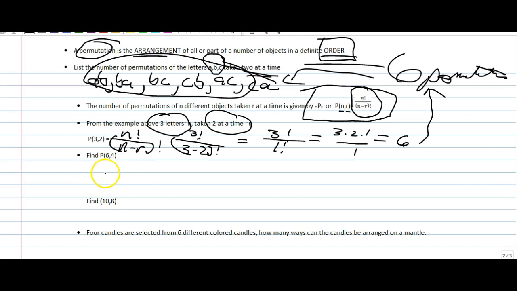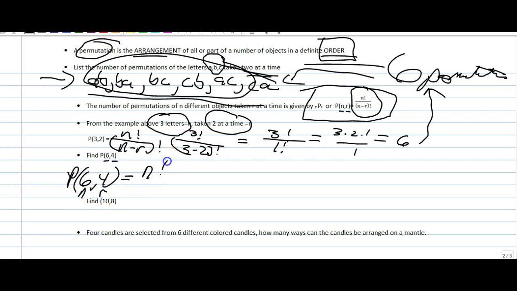However, sometimes there are such a large number of permutations that it's not feasible to list them all like I have done in the first example. And here's another example indicating that. Find the number of permutations of 6 objects taken 4 at a time. So n is 6 and r is 4.